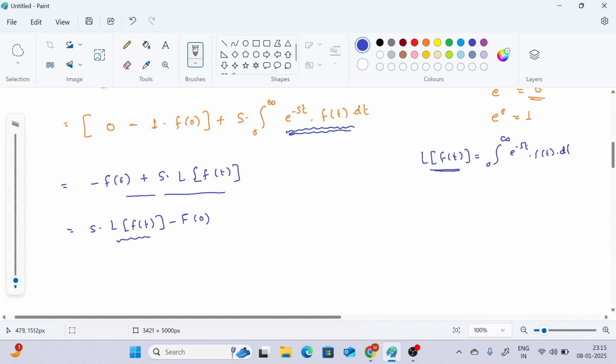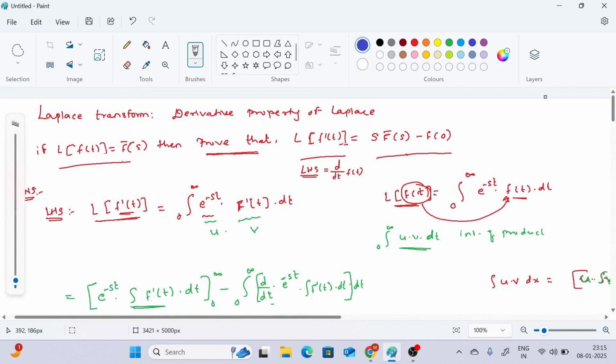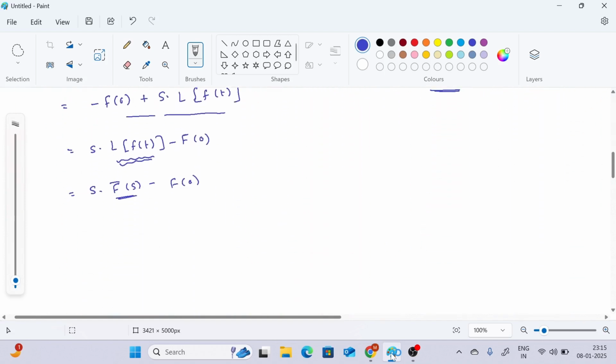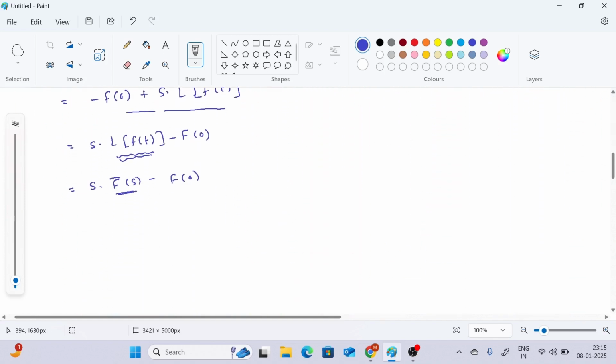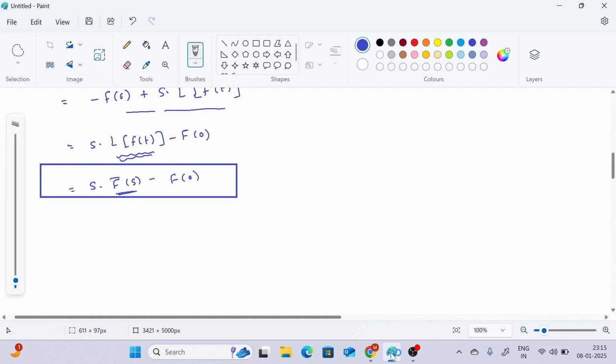Now in place of Laplace f of t, I can write s into f bar of s minus f of 0. Why have I taken f bar of s here? Because it's given that Laplace of f of t is equal to f bar of s. That is why I wrote f bar of s minus f of 0, and if you see, this is the right hand side. This is what we had to prove.